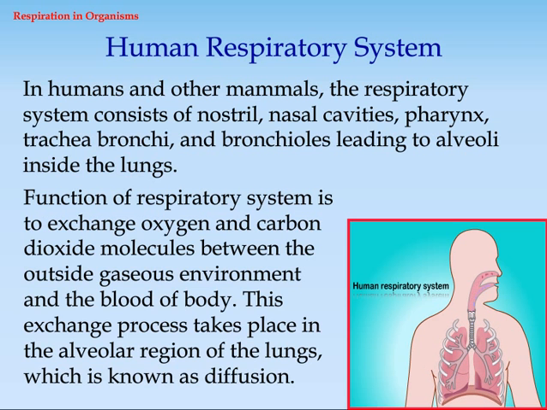Human respiratory system. In humans and other mammals, the respiratory system consists of nostril, nasal cavities, pharynx, trachea, bronchi, and bronchioles leading to alveoli inside the lungs. The function of the respiratory system is to exchange oxygen and carbon dioxide molecules between the environment and the blood of the body. This exchange process takes place in the alveolar region of the lungs, which is known as diffusion.